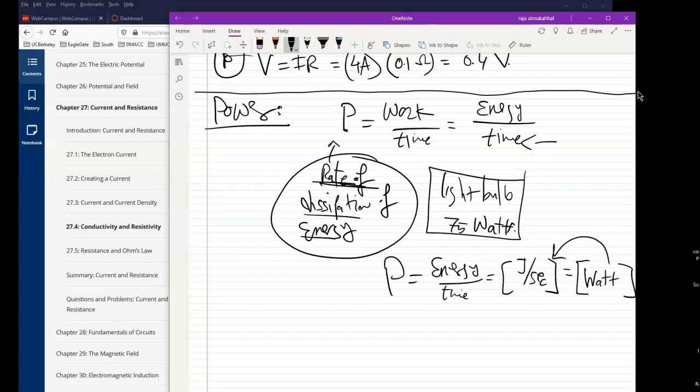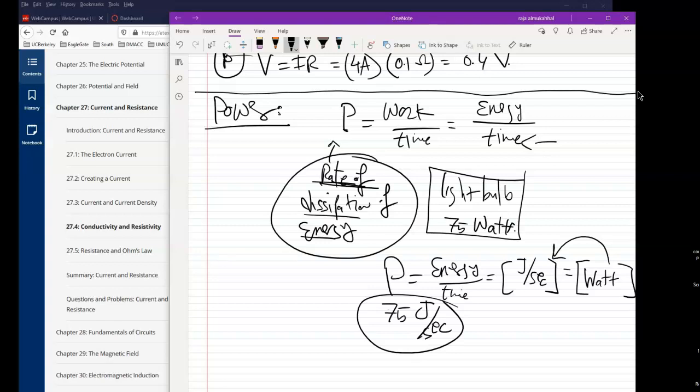So if I buy a light bulb and it says 75 watt, that means this light bulb is giving off 75 joules of energy every second. That's the meaning of it. If I have a 35 watt light bulb, it's giving off 35 joules every second, and so on. You got it? So it is dissipation. It is the expenditure, or you are using up the electric energy that is stored somewhere to light up your room, for example. So energy used per unit time.